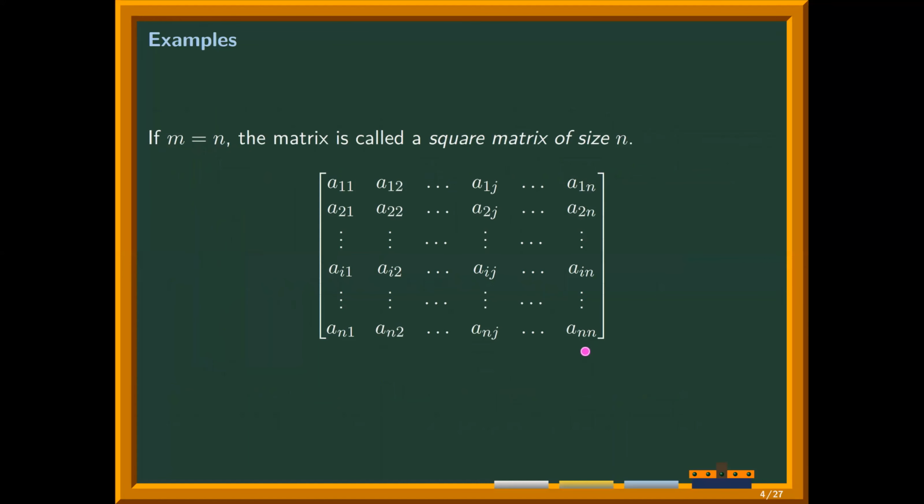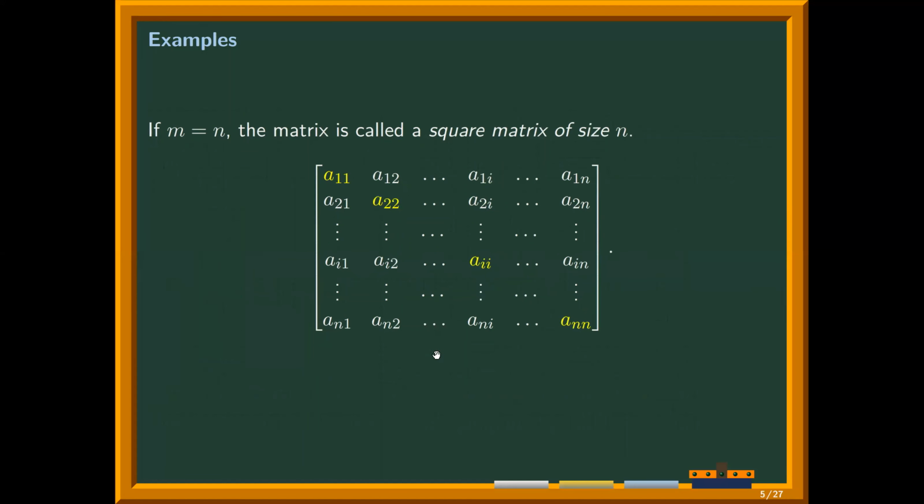If the matrix has the same number of rows as its columns, say n, then we call the matrix a square matrix of size n. In this case, the matrix has well-defined diagonal entries, and the entries are called the diagonal entries of the matrix.